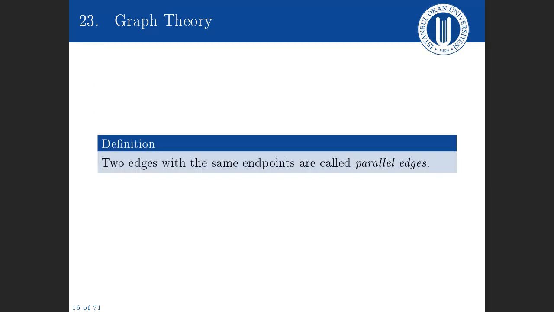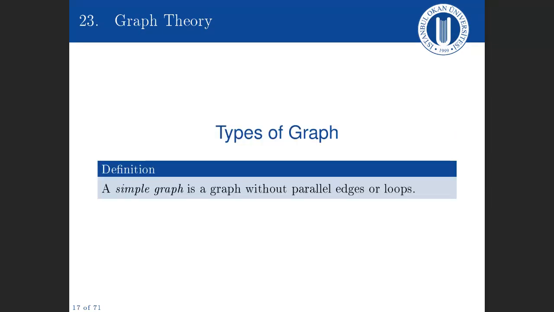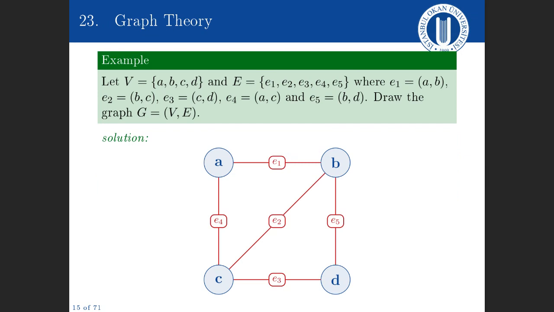Sometimes we have two edges which have the same endpoints. These are called parallel edges. If we have a graph which does not have parallel edges and does not have loops, then it's called a simple graph. Let's go back to this example.